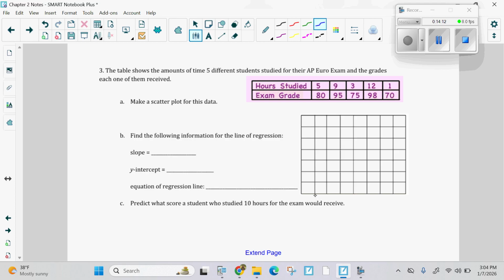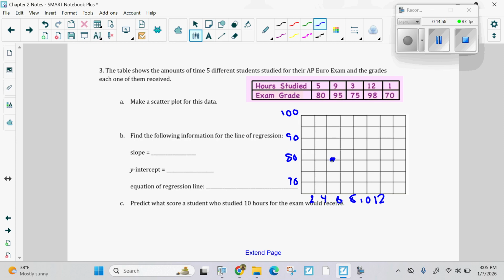I'm going to label my x-axis going up by 2. And my y-axis, let's start at 70 right here and go up by 5s. So this would be 75, then 80, and 90, and up here, 100. So we're looking at some scores based on how much students studied. So our first point, we have a student that studied for 5 hours and got an 80. So we'd put a point right there.